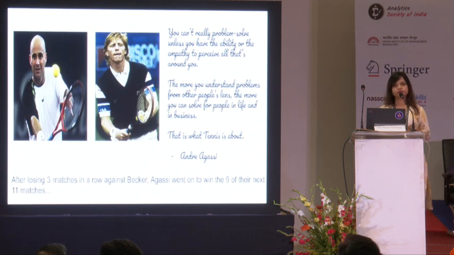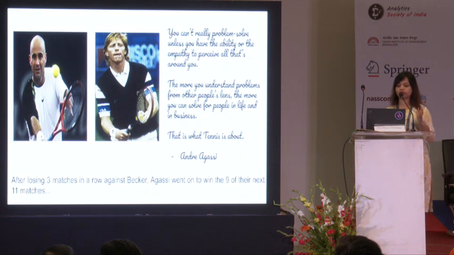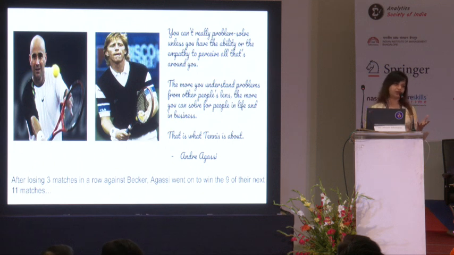Moving on, here is a puzzle for you. It's an easy one, the clue's in the picture. But I'm very sure you're all aware of these two players. After losing 3 matches in a row against Boris Becker, Andre Agassi went on to win the next 9 of the 11 matches. Of course, the clue here is data and pattern observation, but the clue is in this picture. Anyone want to take a dig at what it is?